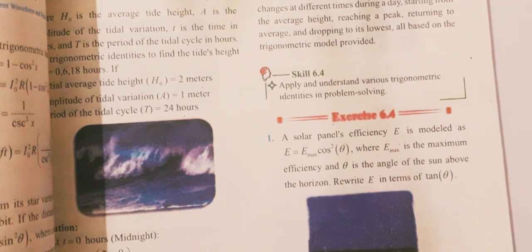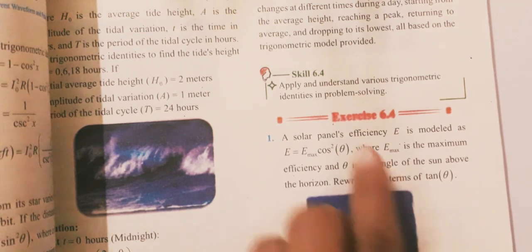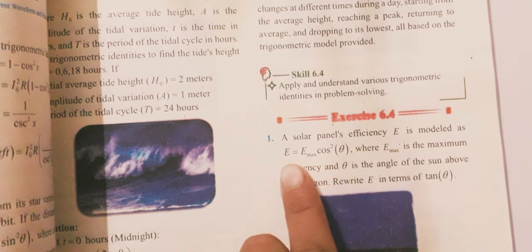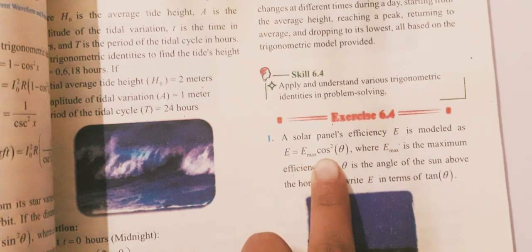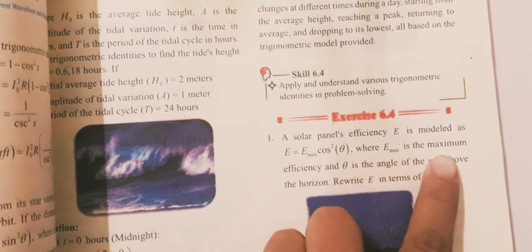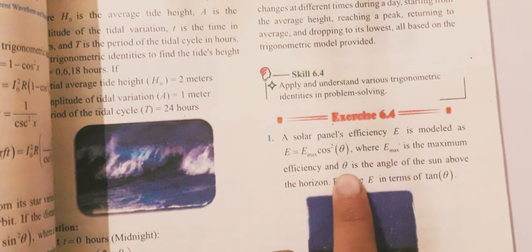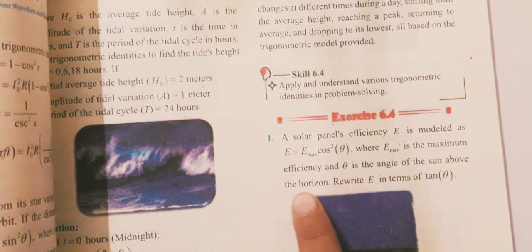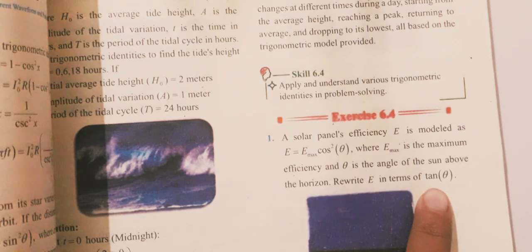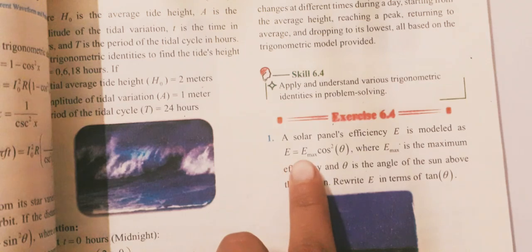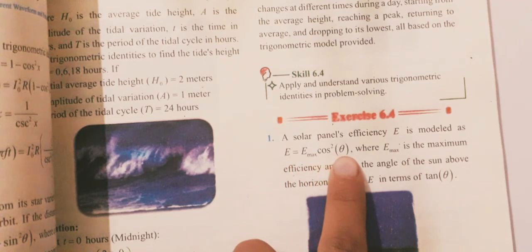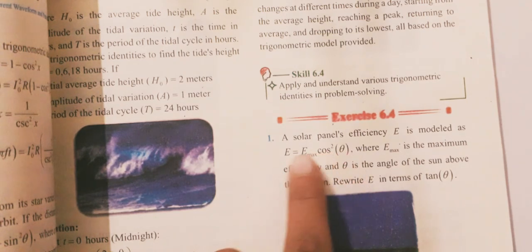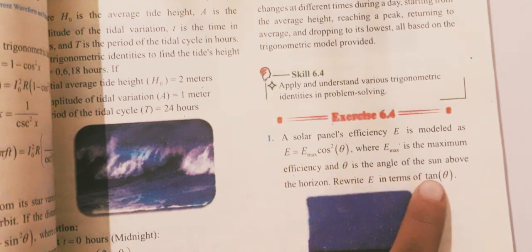Now this is exercise 6.4. Problem number 1: a solar panel efficiency is modeled as E is equal to E maximum cos square theta, where E maximum is the maximum efficiency and theta is the angle of the sun above the horizon. Rewrite E in terms of tan theta. You have given E is equal to E maximum cos square theta. You have to write this equation in terms of tan theta. Now let's get started.